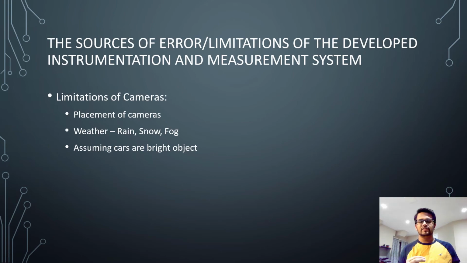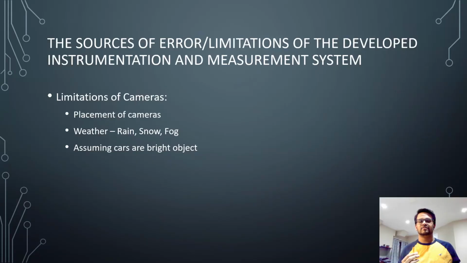Since the vision is dependent on rainfall, snow, and fog, it can significantly affect the performance of the measurement system and its accuracy. The other limitation is that for this project, we are assuming that cars are bright objects and can be easily seen using the camera. But in a real-life scenario, the cars can be any color including black. That might be tough to determine using the cameras.